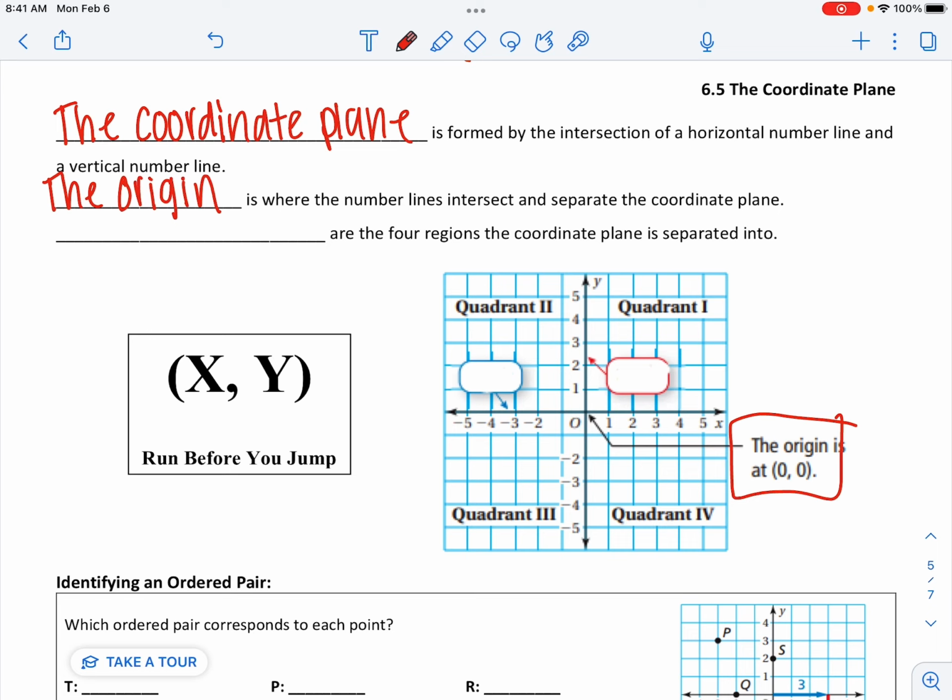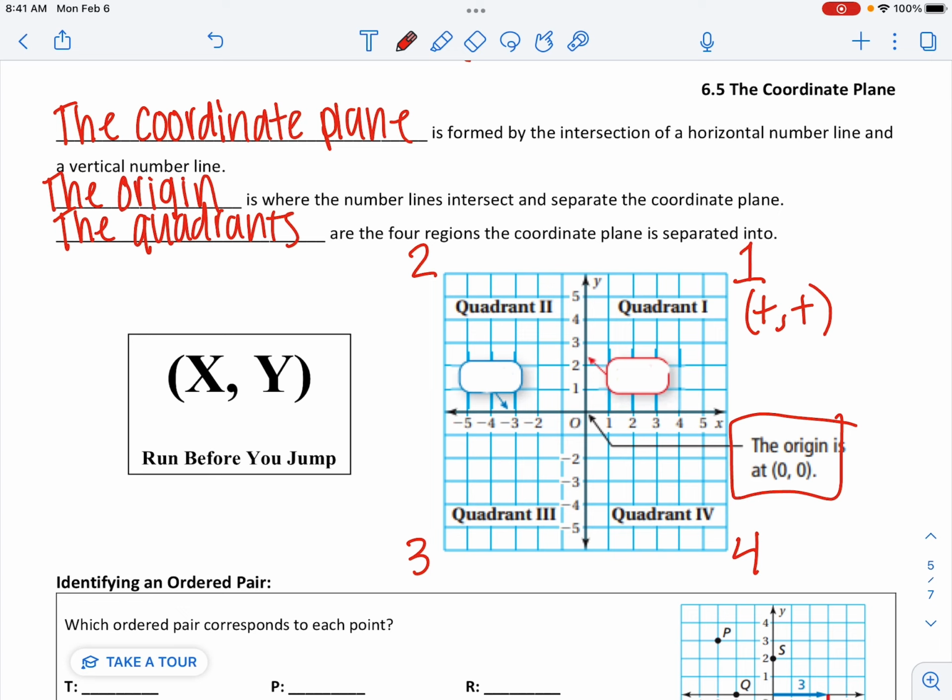So then there are 4 quadrants. The quadrants are the 4 regions the coordinate plane is separated into. So we have quadrant 1, quadrant 2, quadrant 3, and quadrant 4. I want you to write those because there's going to be questions about that on your homework. So quadrant 1, this first one, is a positive and a positive. I want you to write these two.